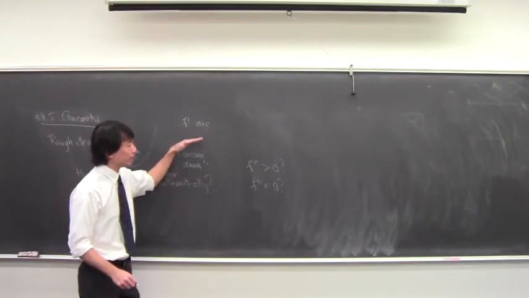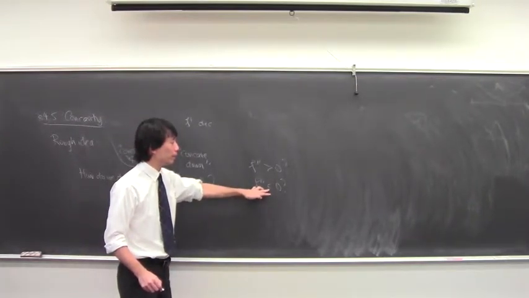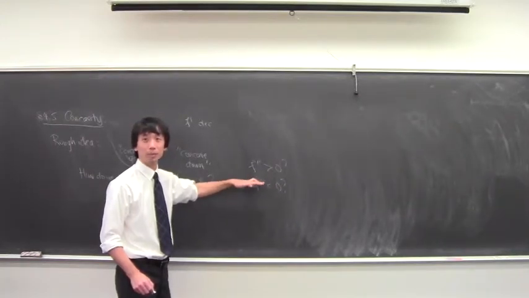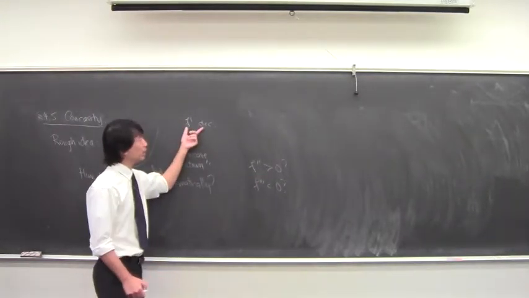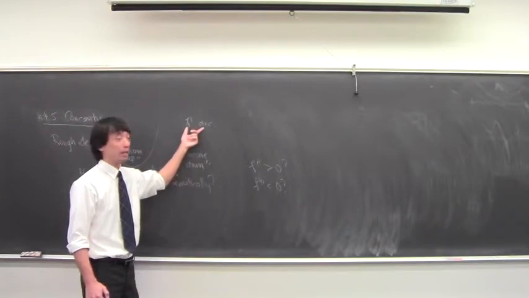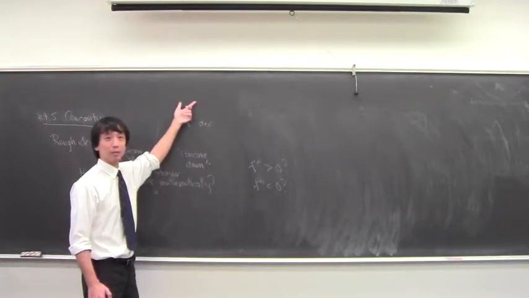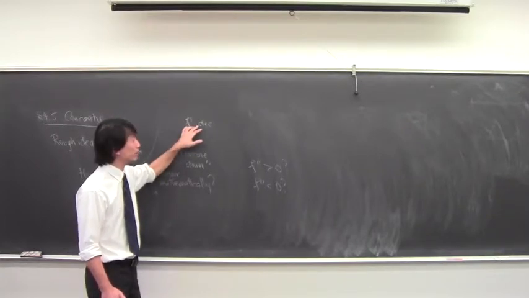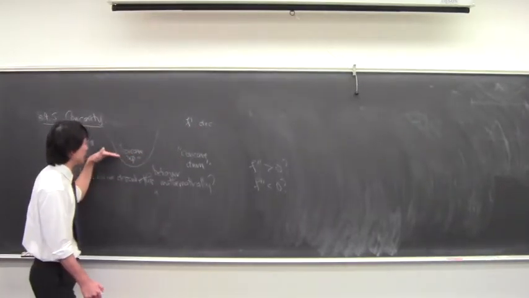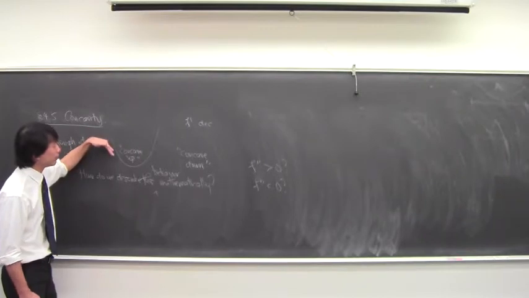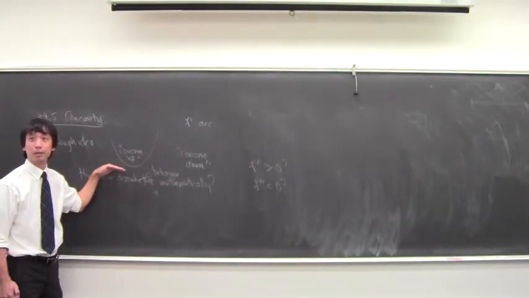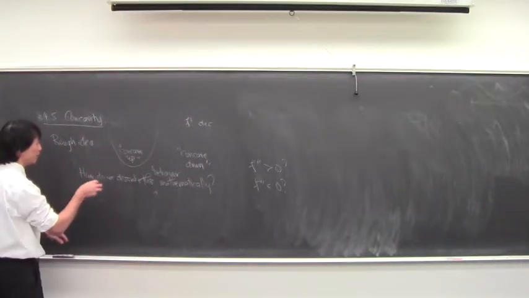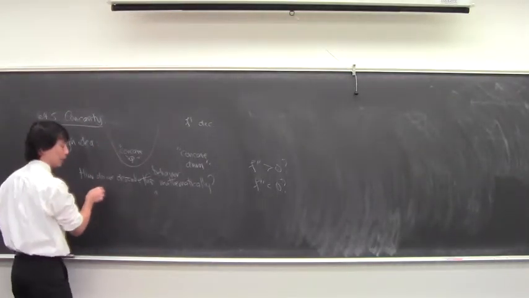If f prime is decreasing, you can think that f double prime should be negative. If this function is decreasing, then its derivative is negative. Similarly here, the derivative of the derivative should be positive. So concavity is basically something you think of this way.